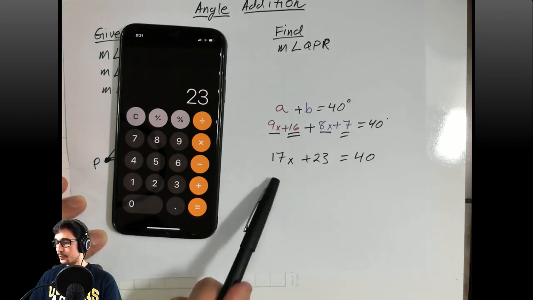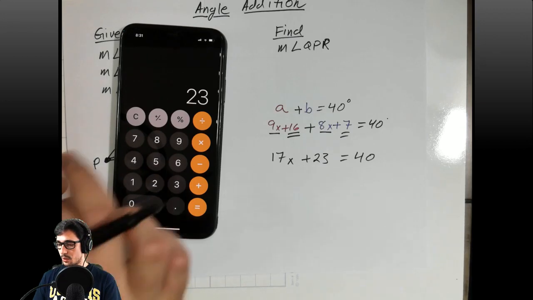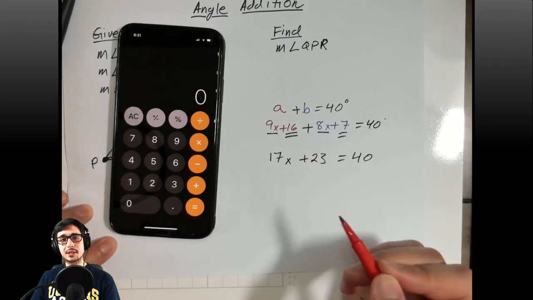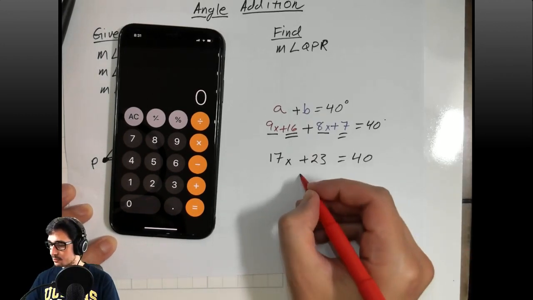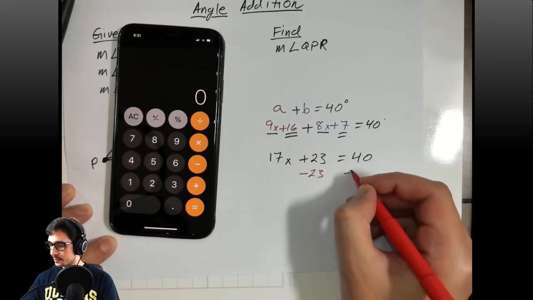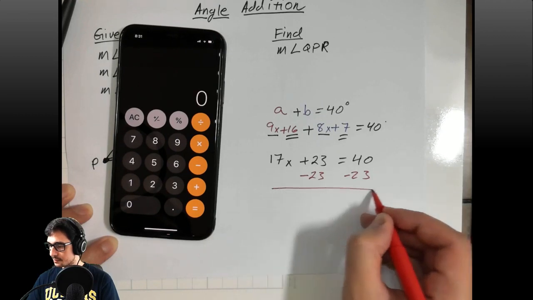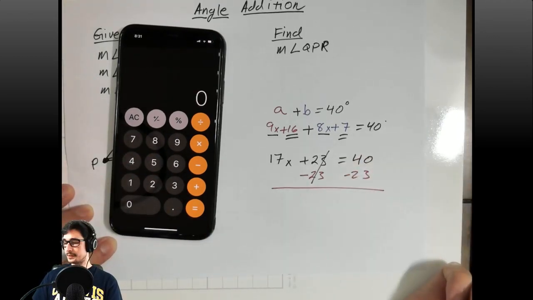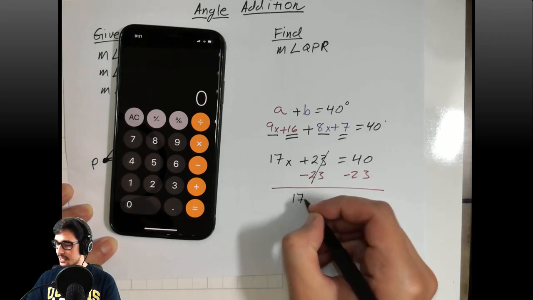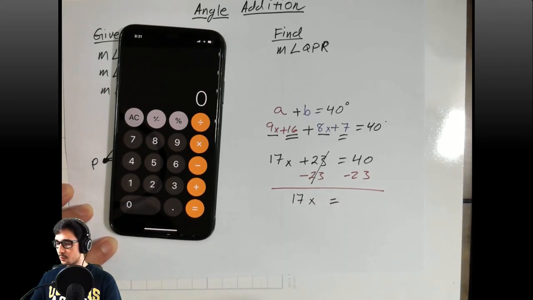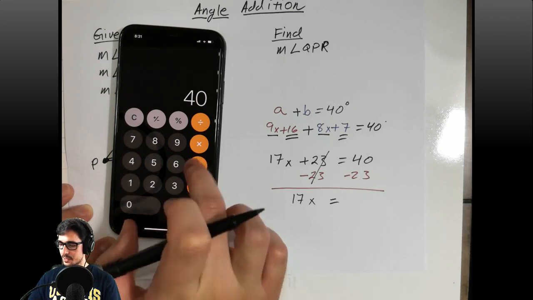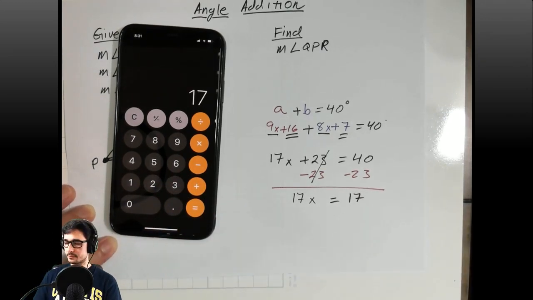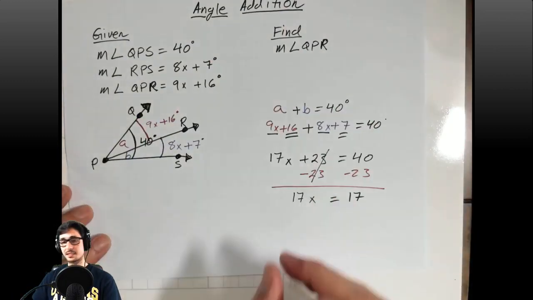All right, now we just have a two-step equation. What I want to do is isolate x by itself. I have to get rid of this 23, so I'm going to subtract 23 from both sides. Those 23s cancel, and all I'm left with is 17x on this side equals 40 take away that 23, which leaves 17. That's kind of easy.